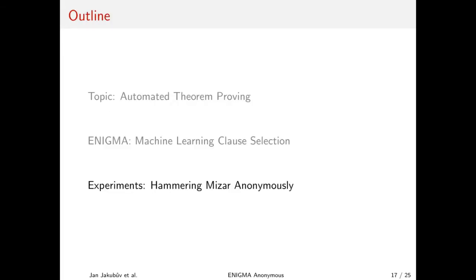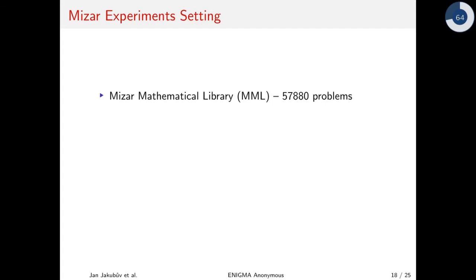Let's conclude with the experiment section. We experiment with the Mizar mathematical library, which contains a huge amount of math statements with human-written proofs. Around 60,000 of these problems were exported to first-order logic, and we try ATPs to find their proofs automatically. All the models are evaluated with a fixed 10 seconds time limit on a single CPU.